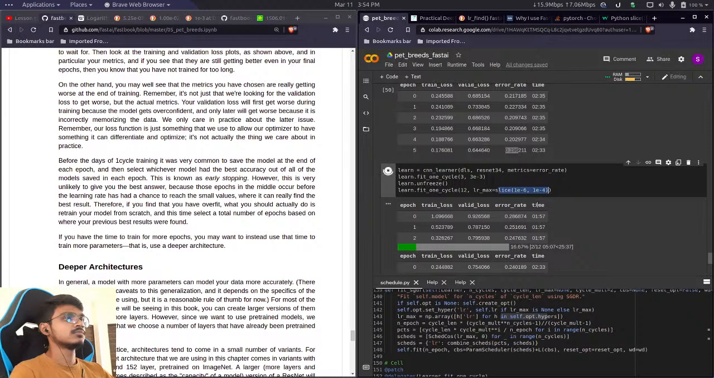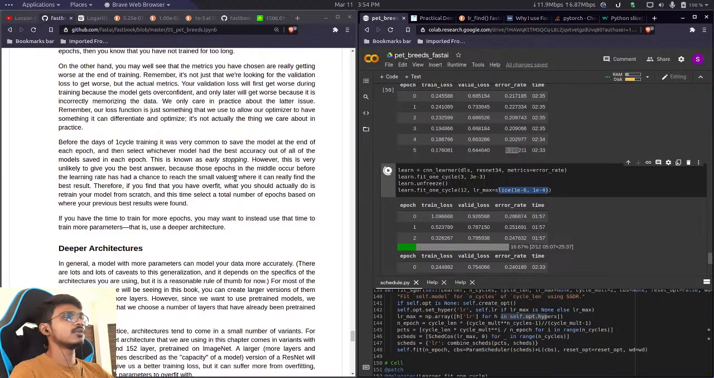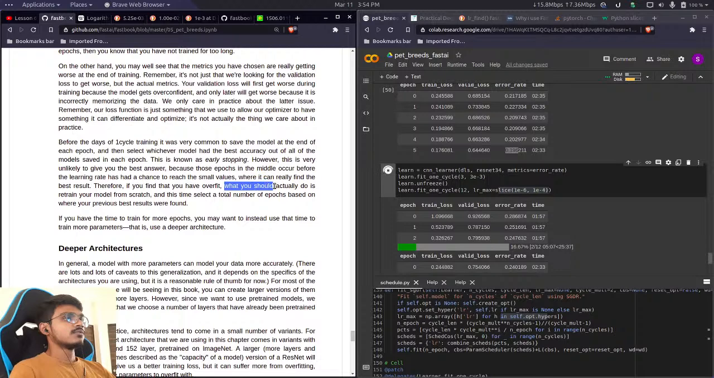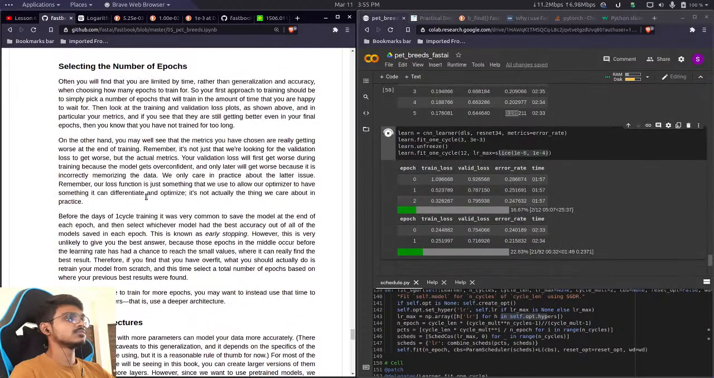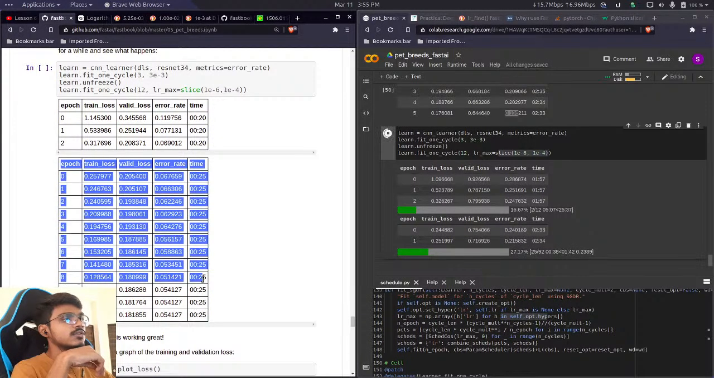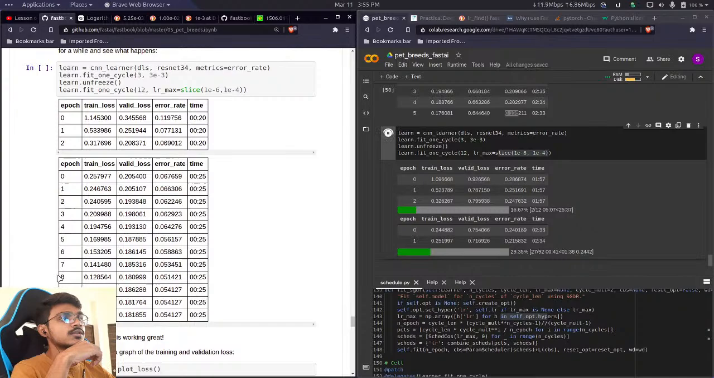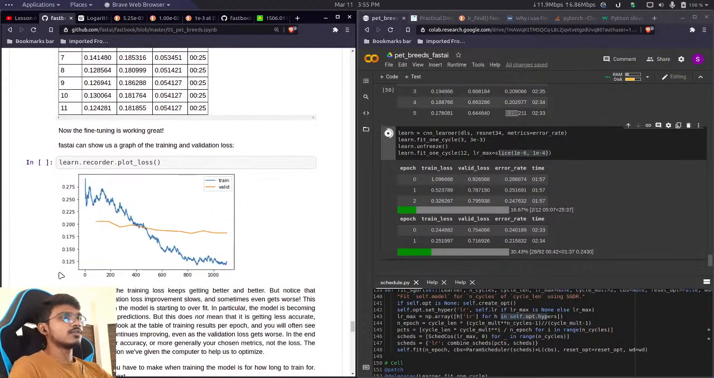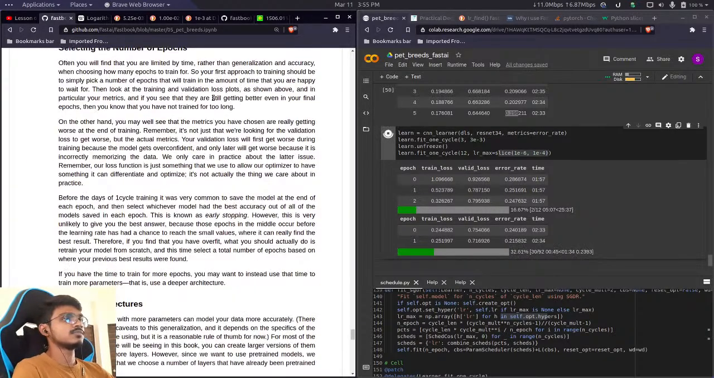Therefore, if you find that you have overfit, what you should actually do is retrain your model from scratch, and this time select a number of epochs based on where your previous best results were found. So in this case, previous best results were found during the 8th epoch. So we should train it for 8 epochs. Train this model for 8 epochs.